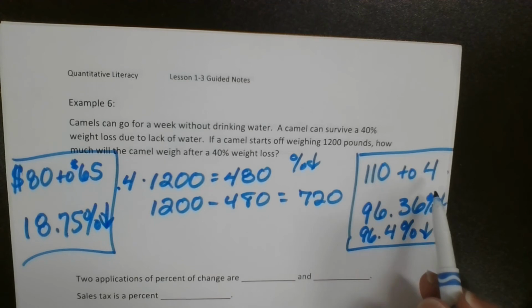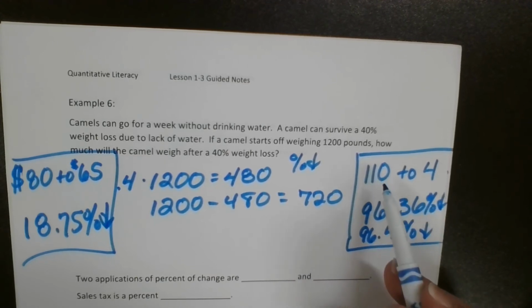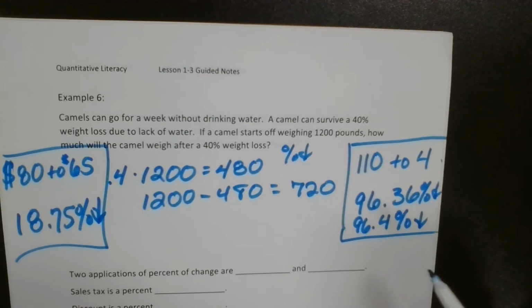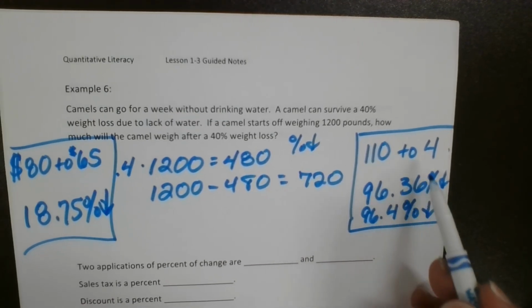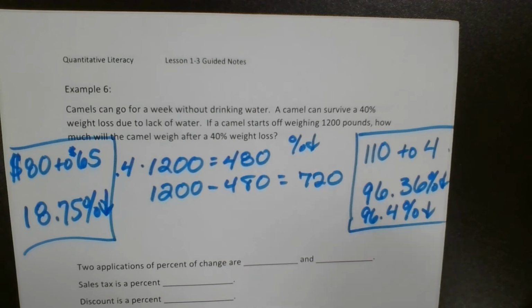And then if you lost all your cars but 4 out of 110 in your collection, let's say they got stolen by your little brother, and they were your little collector's cars, then you lost 96.36% of your car collection, or rounded to the nearest tenth, 96.4%.